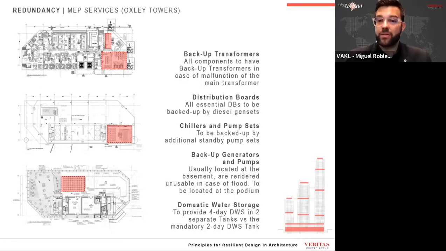And all the backup generators and pumps, which are usually located at the basement, what may render them unusable in case of flood, are located at higher floors, at podium floors, to protect them from such a situation. As well, this is something that we don't have, but we may consider: all the domestic water tanks. Instead of providing the usual 2-day storage, we may provide 4-day storage split in 2 different tanks. So in case one tank was under maintenance or the water corrupted for any reason, you will still have a second source to prevent the water disruption.